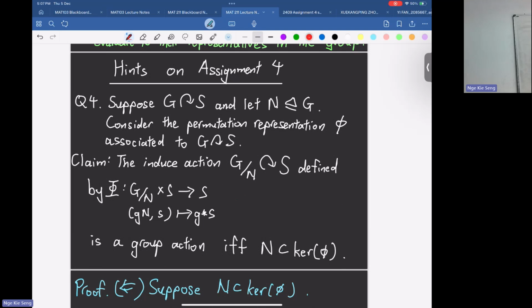The one that we wrote last time was that kernel phi is equal to N, because I just let the closed set N act like an identity, meaning N equals kernel phi. In fact, you can send more things to the identity. But when N equals kernel phi, this group action is faithful. So in principle, you can send more things to identity, but if you do that, you won't have a faithful action.